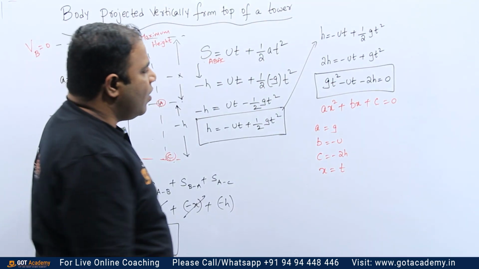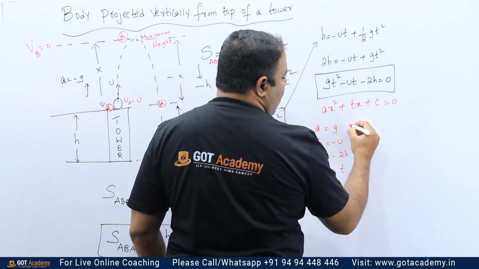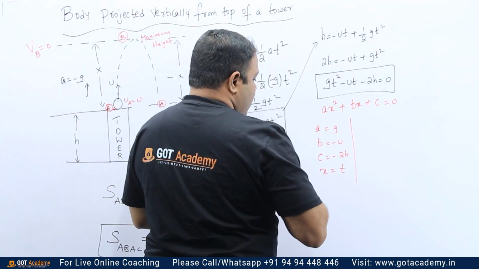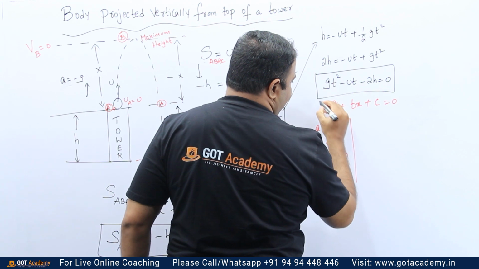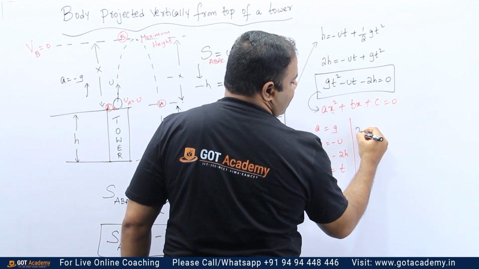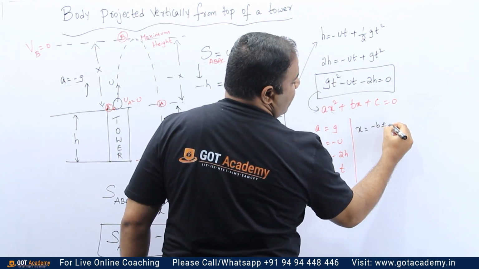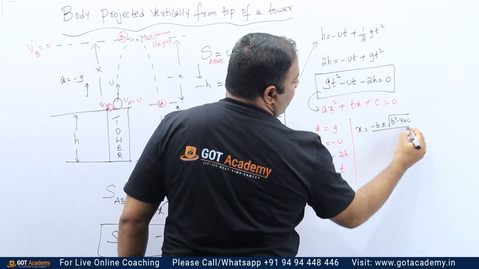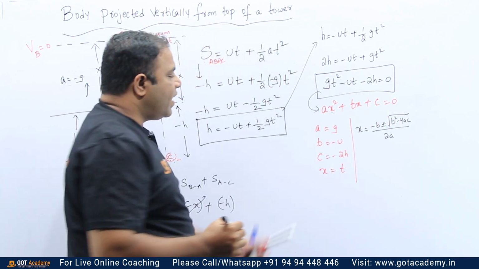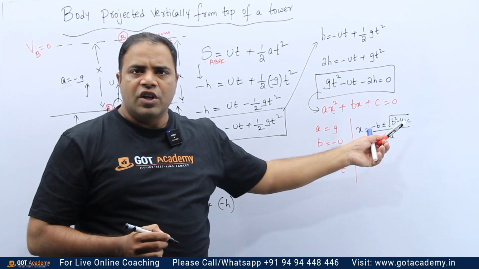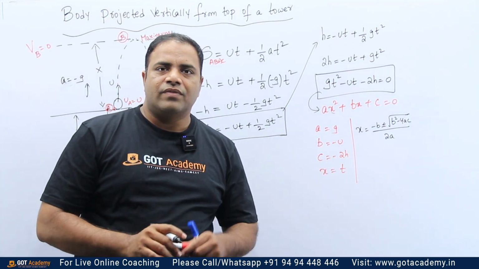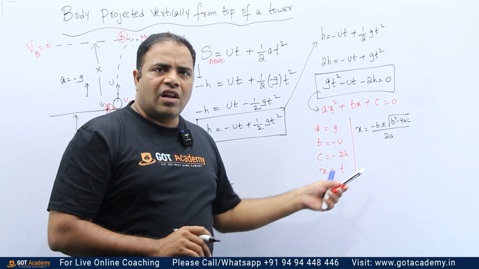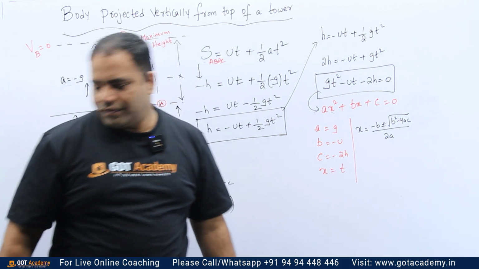Now for this equation, you know how to find out the roots. Yes or no? For this equation, we have x is equal to minus b plus or minus root over b square minus 4ac by 2a. Now whatever a, b and c and x here, you please substitute there, you will get the answer. I hope you will solve this, or else I will tell you.